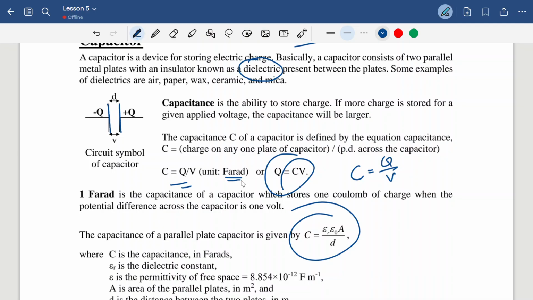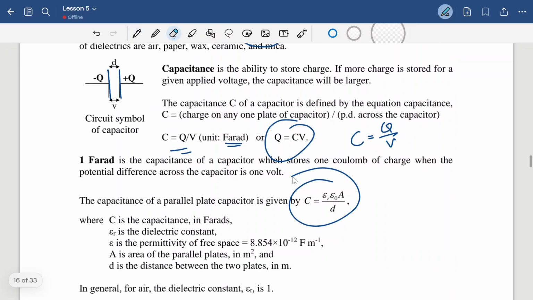Okay. I find this easier to remember: Q equals CV. Somehow I find this easier, but yeah, C equals Q over V.